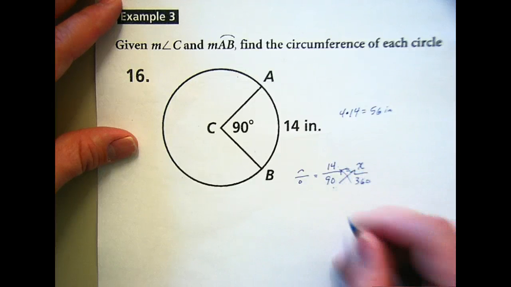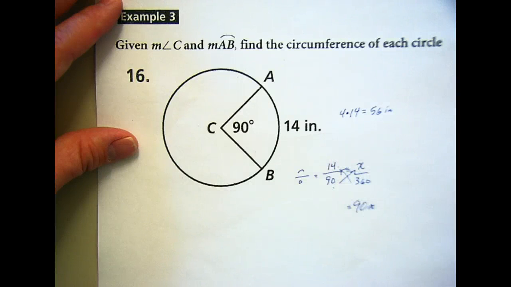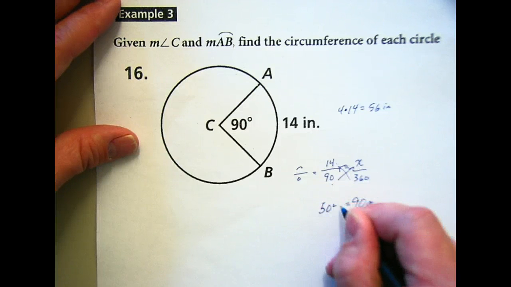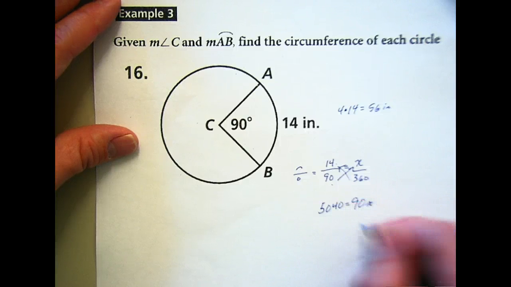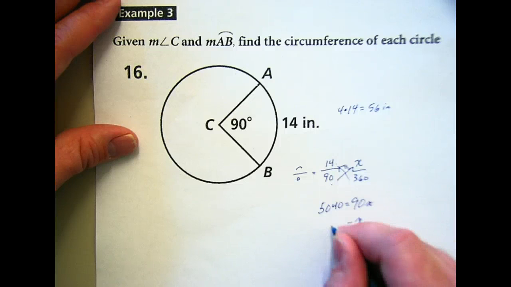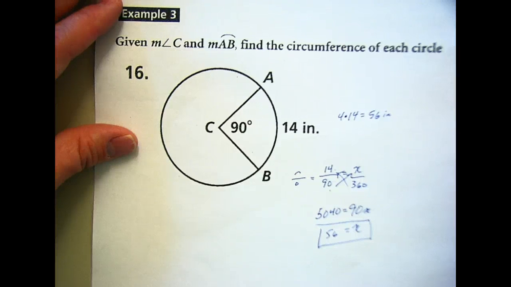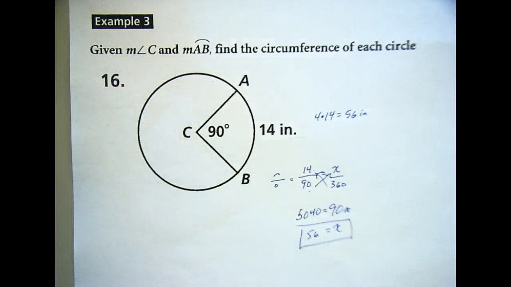Once again, you end up with 90x equals, I don't know what 14 times 360 is. What is that? 5,040. Yeah. 5,040? Is it 5,040? Yeah. Okay. And then divide by 90, we get x equals, hopefully 56. Okay. All right, good job. Any questions there? You guys did really well with that last semester, so I'm not too terribly concerned about it.